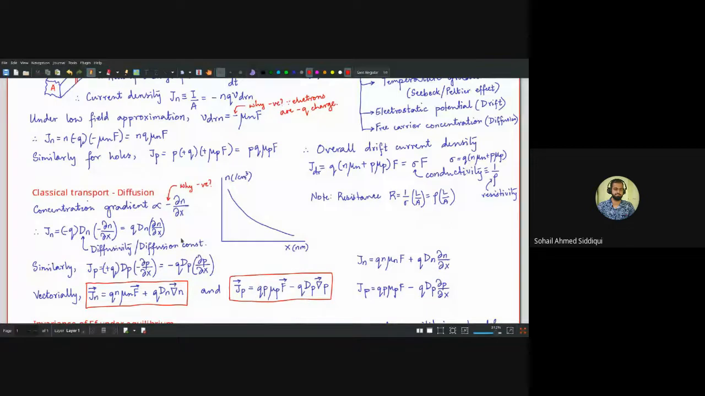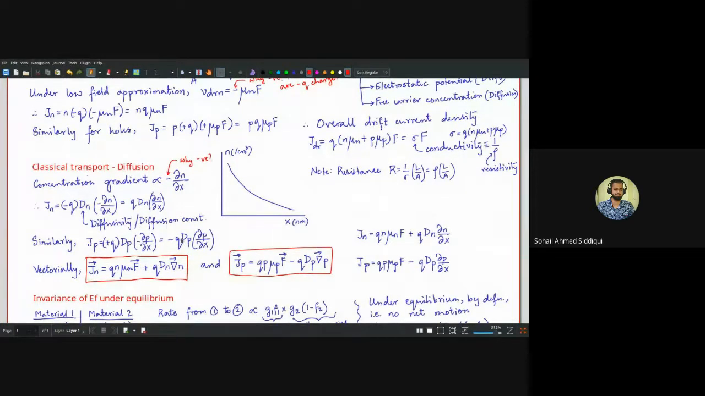Sir, the flow is from higher concentration to lower, so the slope will be negative, right? One by one, please. The x is increasing and the y is decreasing, so the slope will be negative. I could have drawn it like this also, no? Sir, the movement of the particles is from higher concentration to lower concentration. Who is this? Sohail. Higher concentration to lower concentration.